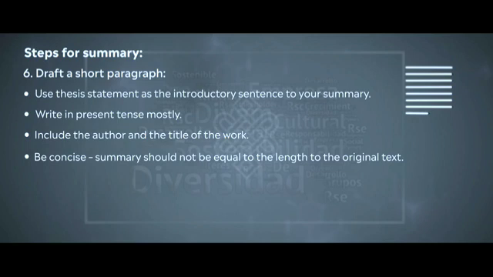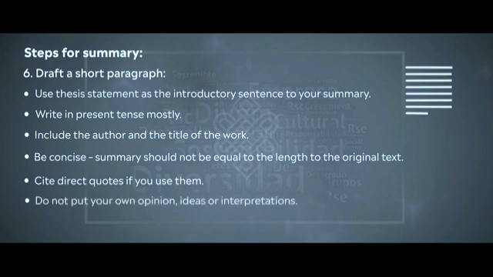Your summary should not exceed the length of the original work. So here you can be guided yourself: what is the length of the original work? Now you are writing a summary, so it has to be a shortened version. Cite the direct quotes if you use them. In case there are some quotes you come across in the text, cite them directly. Do not put your personal opinion, your ideas or your interpretations in the summary. Your interpretation has to be based on what the author has presented in the work.